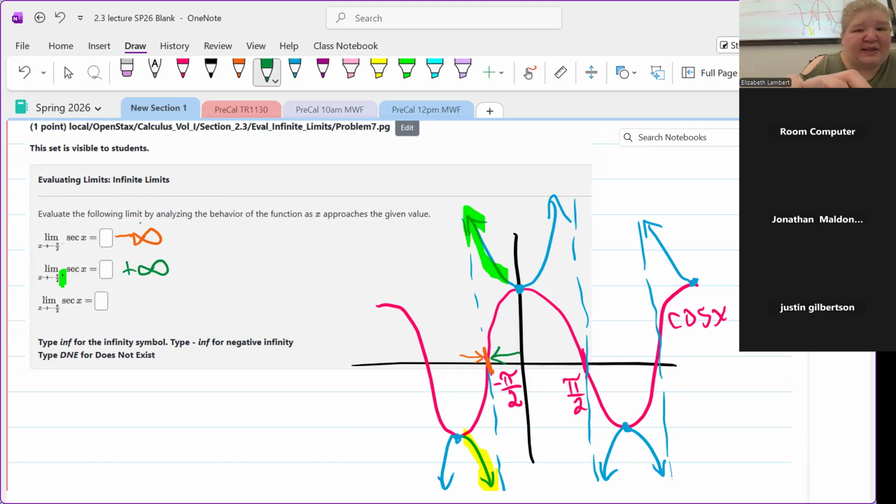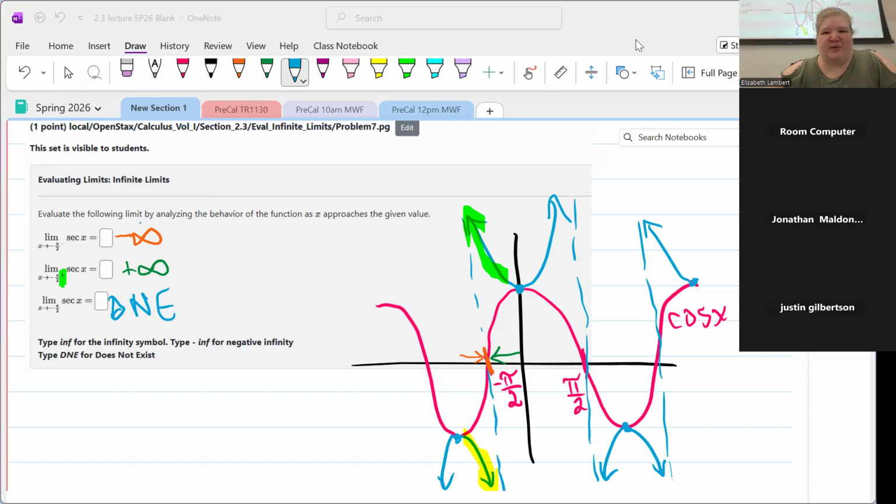So what does that mean for my limit overall? It does not exist, because they're not the same infinities. If they both approached positive or both approached negative, then we could say it equals that. But because we're not getting a high five or a low five, we're getting a flip, a split, overall it does not exist. Now, they also might have asked this with cosecant instead, but it would have been at one of the asymptote values.